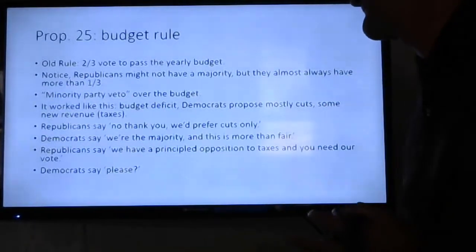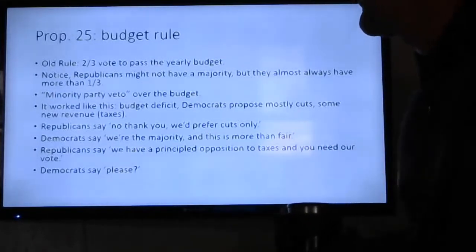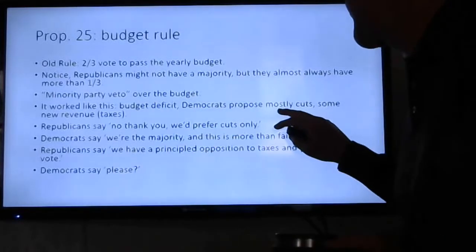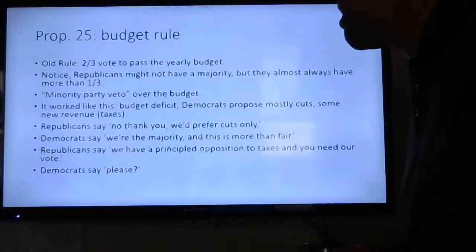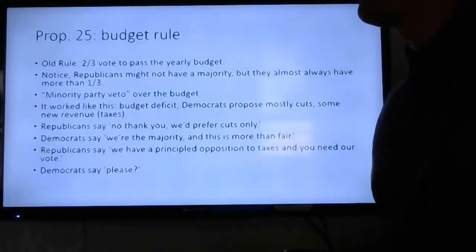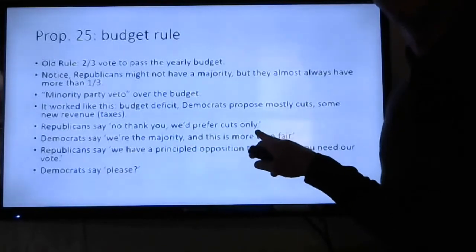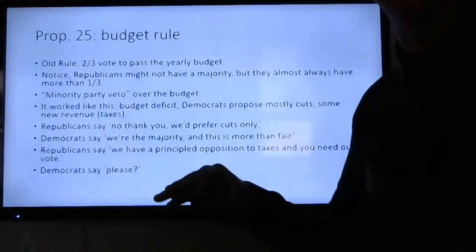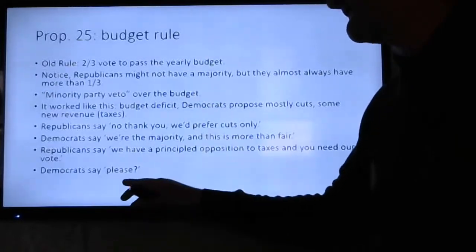And this is what would happen. Imagine it's 2009, big budget deficit. Democrats, who have the majority, put together a budget proposal, and it's about 80% cuts and about 20% revenue. They go to Republicans and say, hey, what do you think about this? Republicans say, no, thank you. We prefer cuts only. No new revenue, right? For a lot of Republicans, at least, no new taxes is a principled thing. So they say no, and you have to get their votes in order to pass it.